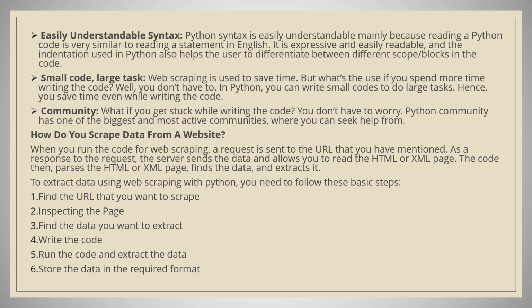To extract data using web scraping with Python, you need to follow these basic steps. First, find the URL that you want to scrape. Second, inspect the page. Third, find the data you want to extract. Fourth, write the code. Fifth, run the code and extract the data. Sixth, store the data in the required format.